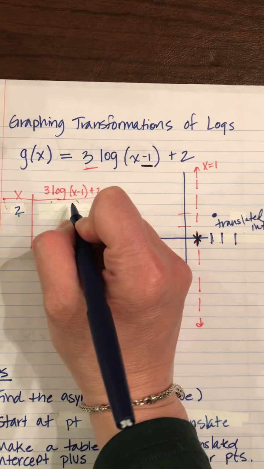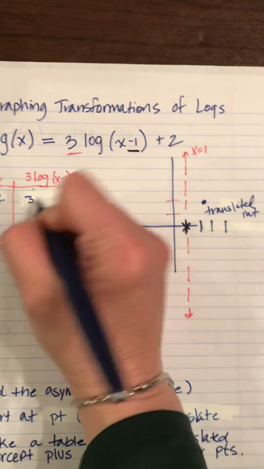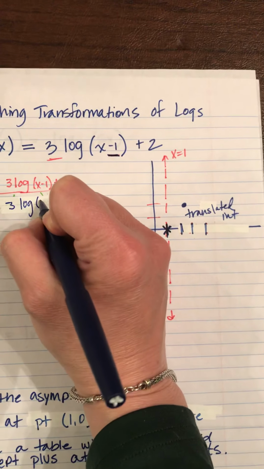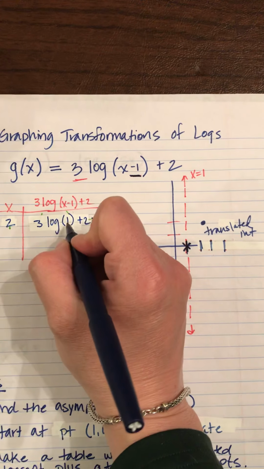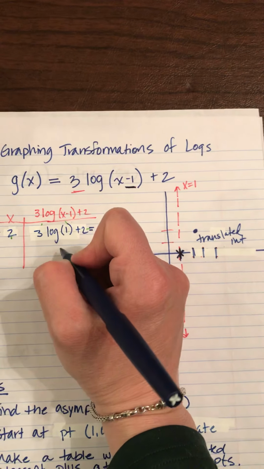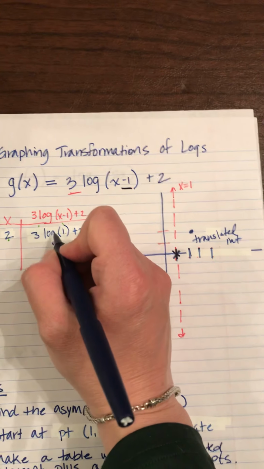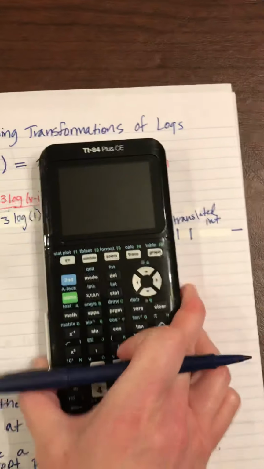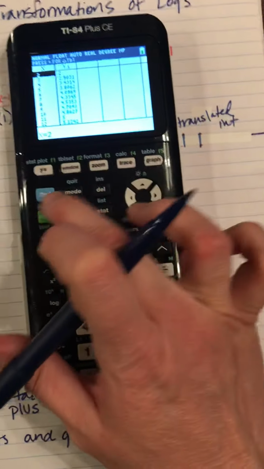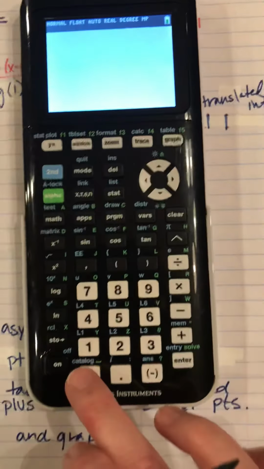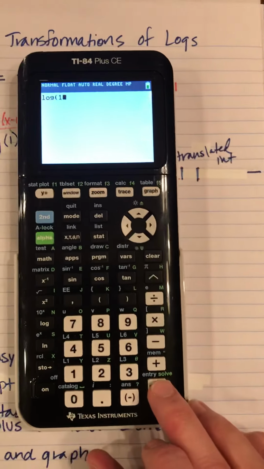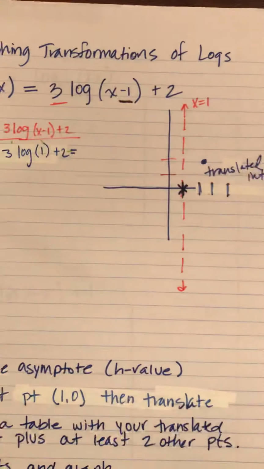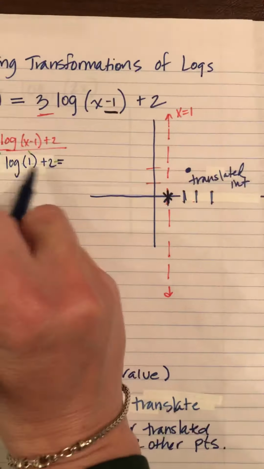All you can do is plug 2 in for x, and you would get 3 log of 2 minus 1, which is 1, plus 2. If you don't remember, log of 1 is 0. Now if you don't remember that, you can always go to your calculator and hit the log button. Since there is no base, it's a common log, or a log with a base of 10. Log of 1, and you would see that you get 0. So 3 times 0 is 0. 0 plus 2 gives me 2, which is how I got that point there.